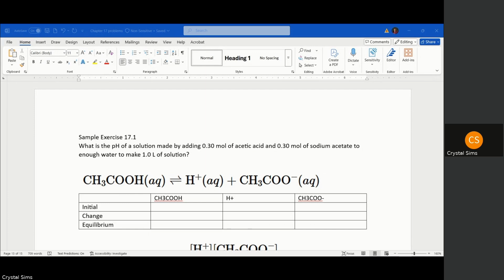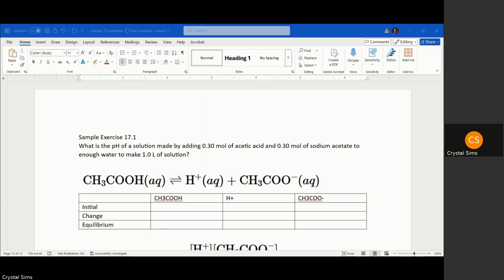So the first thing that we have to do is look at the solutes in this problem and determine which ones are the strong electrolytes, which are the weak electrolytes, and what the major species are that are going to be a part of the solution. So in looking at that first step, we know that acetic acid, CH3COOH, is a weak electrolyte. And then sodium acetate is a strong electrolyte.